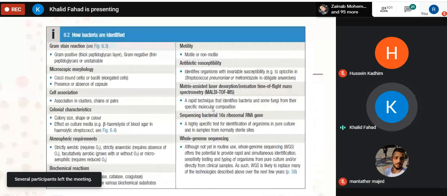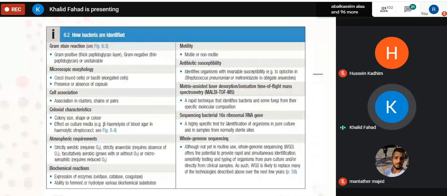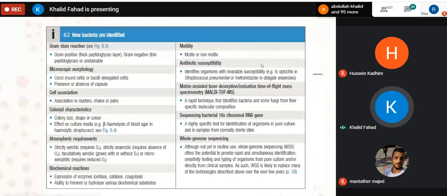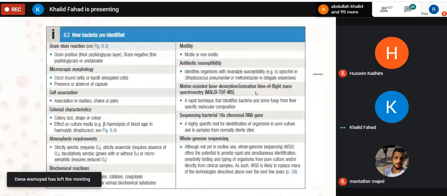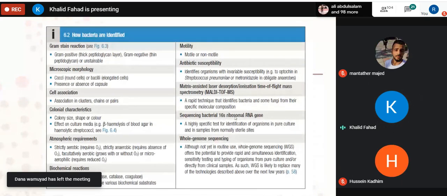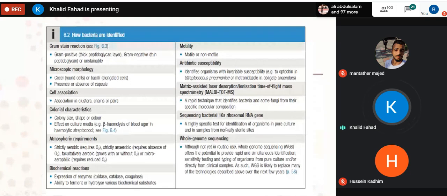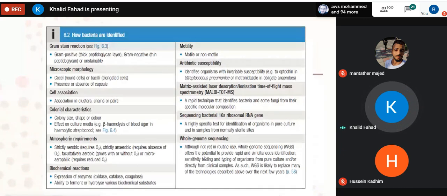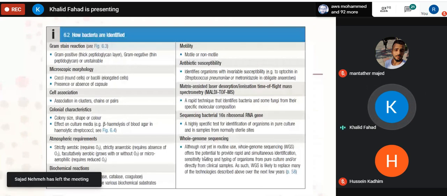Or according to sequencing of the bacterial ribosomal RNA gene, the 16S ribosomal RNA gene, which is a highly specific test. Each bacterium has a fingerprint of its own that can identify these types of bacteria. Or the whole genome sequencing, which is also highly specific, and has the potential to provide rapid and simultaneous identification, sensitivity testing, and typing of the organism from pure culture.